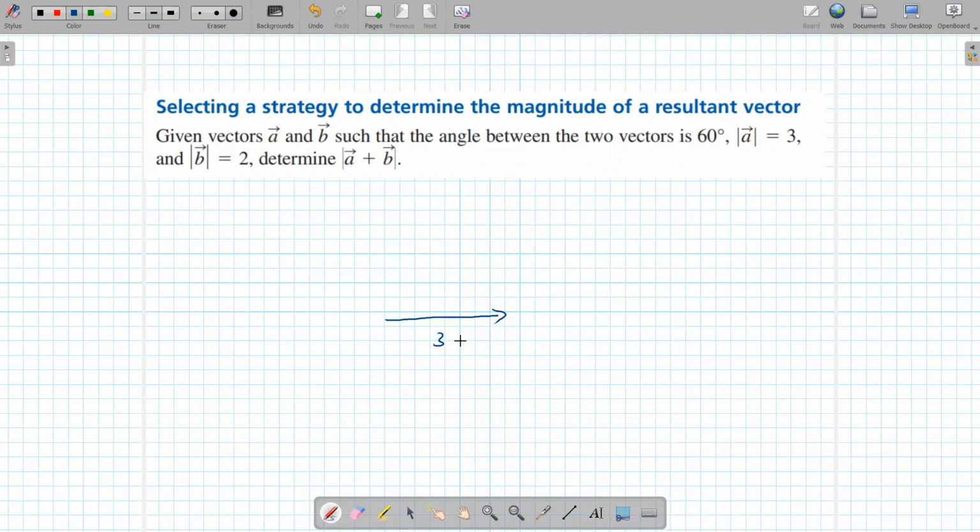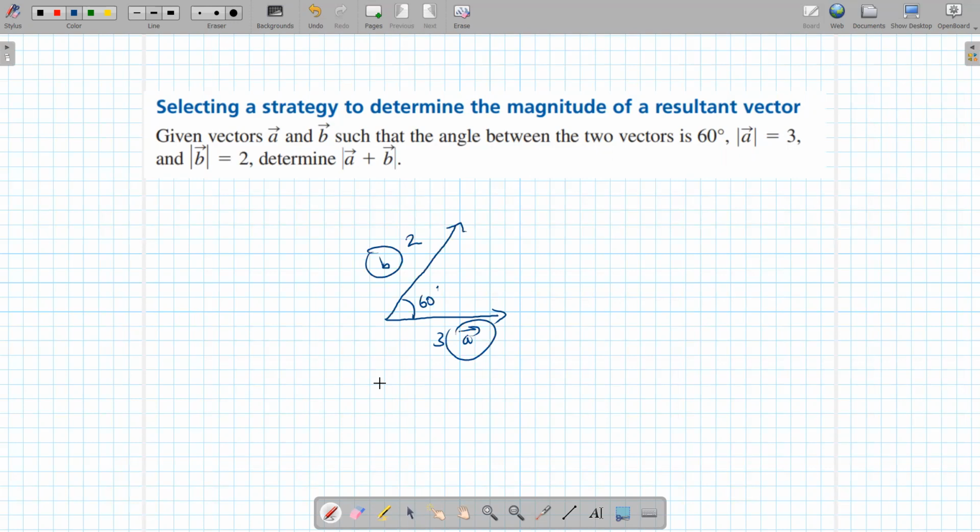So let's say this is A, okay? This is A. And then our B doesn't matter where we put it because it doesn't specify any quadrant. Let's say this is B and this is 2 units. And we know the angle between them is 60. The question's asking us to find the magnitude of A plus B. Magnitude just means the length. So we need to find the length of A plus B.